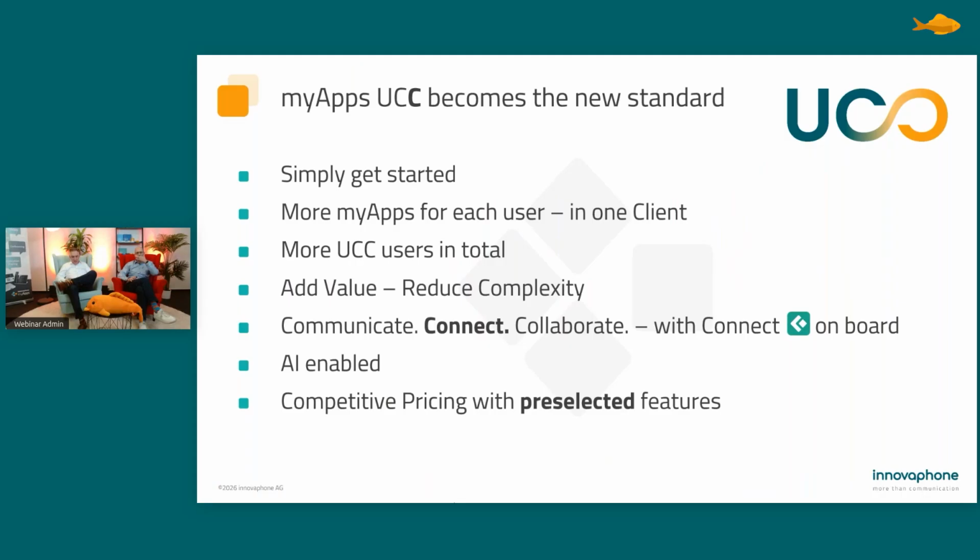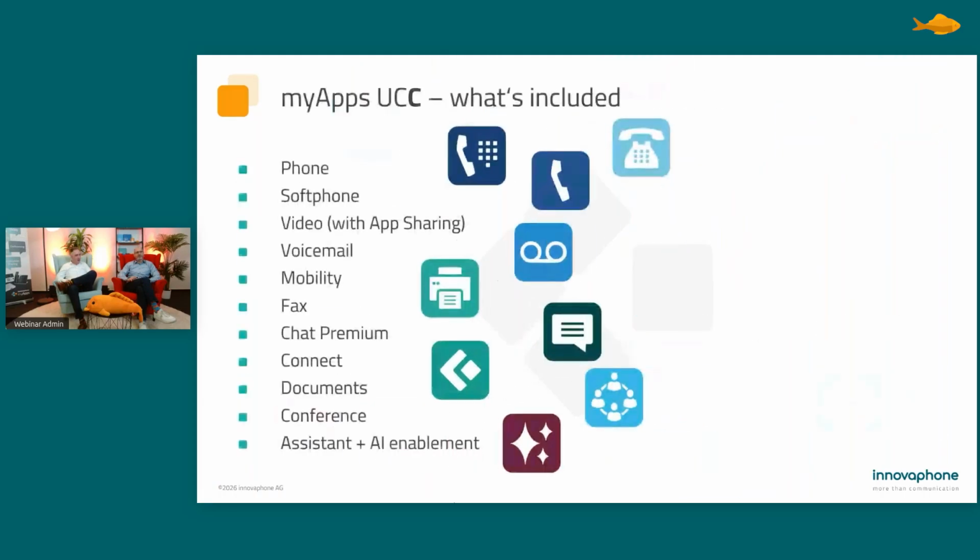Next to that, with Connect, our Connect app, being the center of collaboration, your customers now will be able to take full advantage of our AI-enabled environment, and all of that for super competitive pricing by having pre-selected features. Let's take a look at what actually is included in our UC&C bundle.